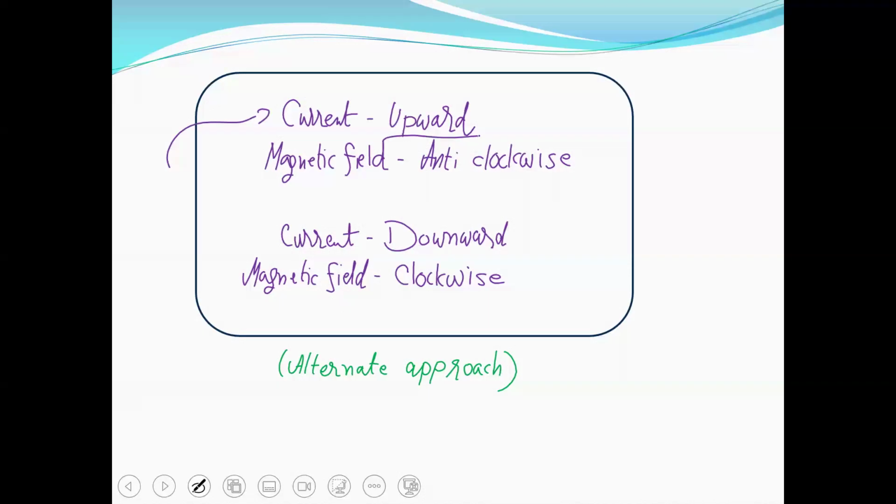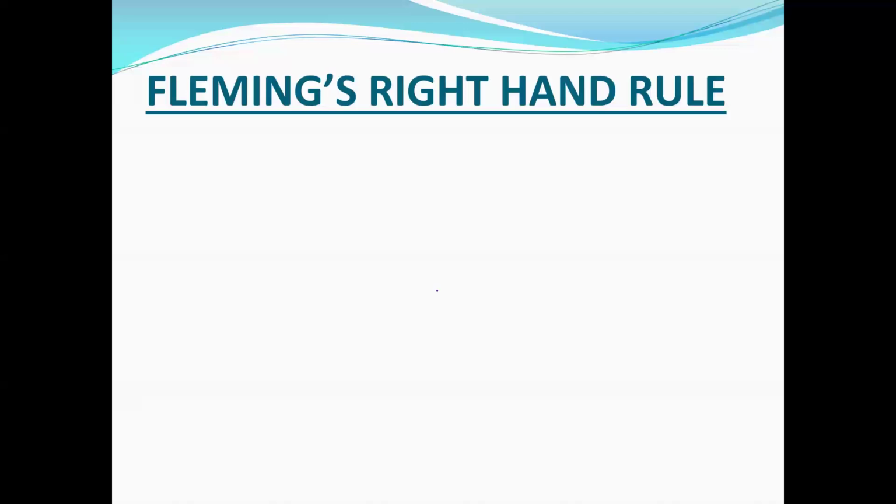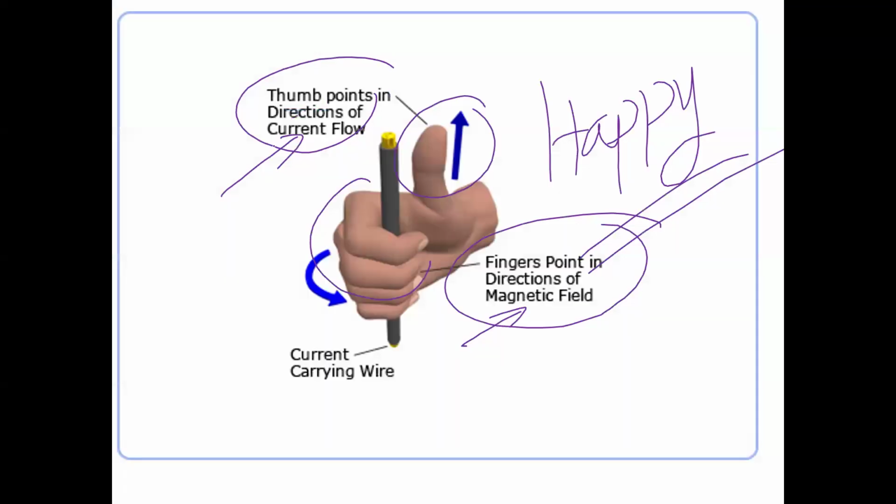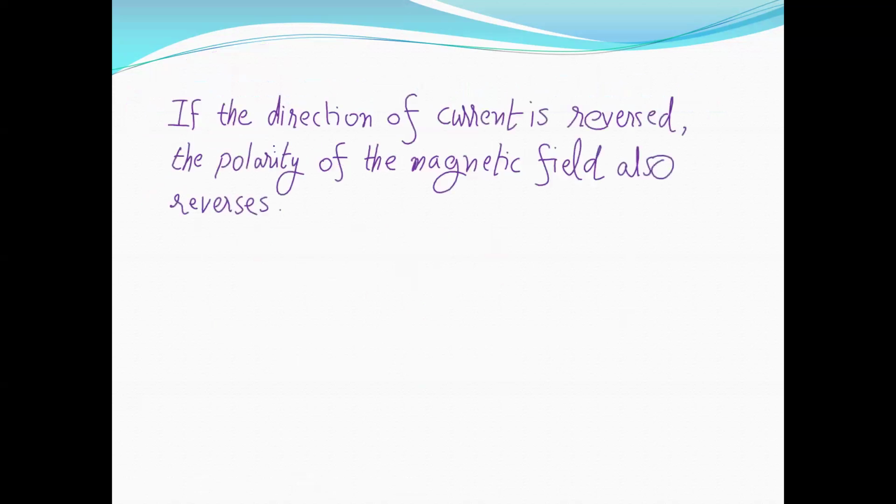If the current is upward, the magnetic field will be anti-clockwise. If the current is downward, the field will be clockwise. But as I was explaining, you people have to remember that they want to hear this name. So when they ask how you know the field is clockwise or anti-clockwise, you have to mention this name.